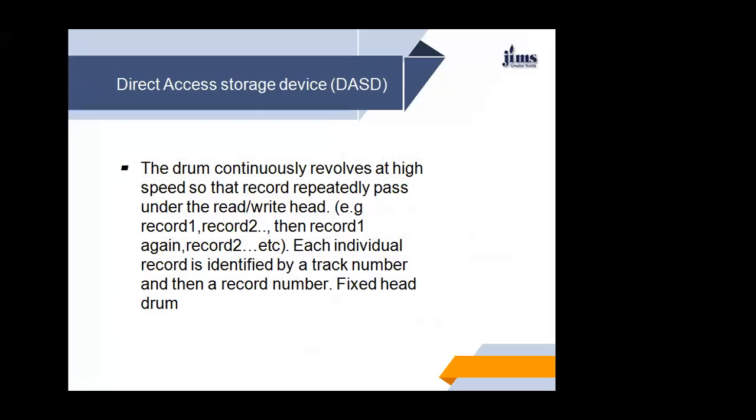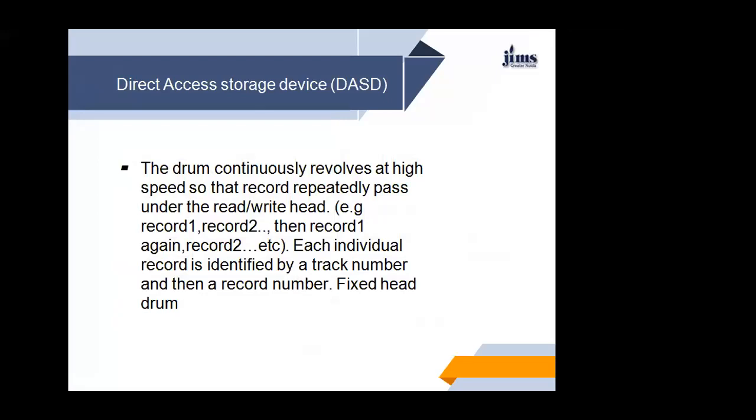The drum continuously revolves at high speed so that records repeatedly pass under the read-write head. That is record 1, record 2, record 3 and so on. Then when these records have been finished, again record 1, record 2 and so on. So the drum continuously revolves.